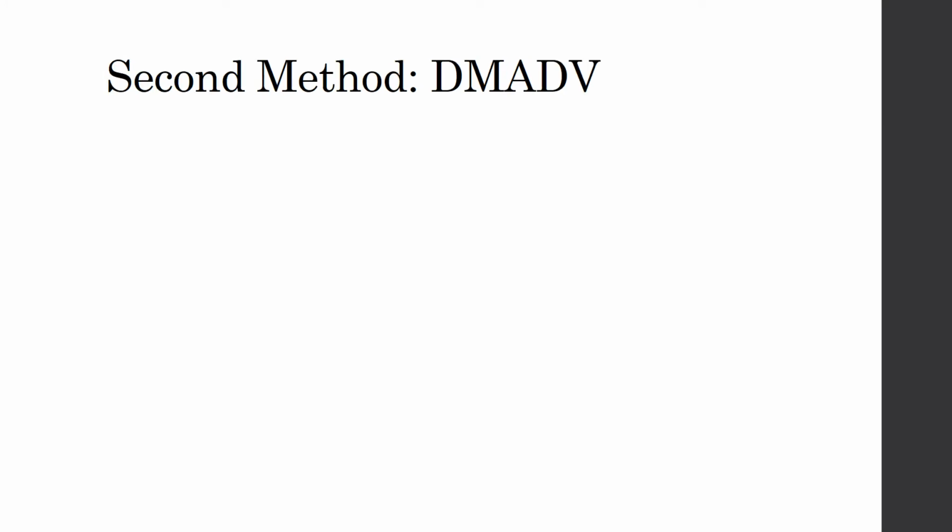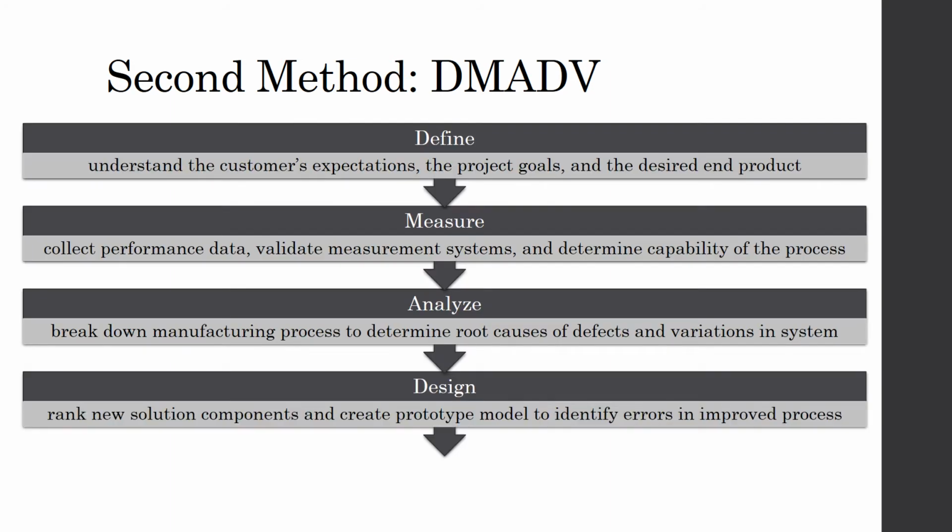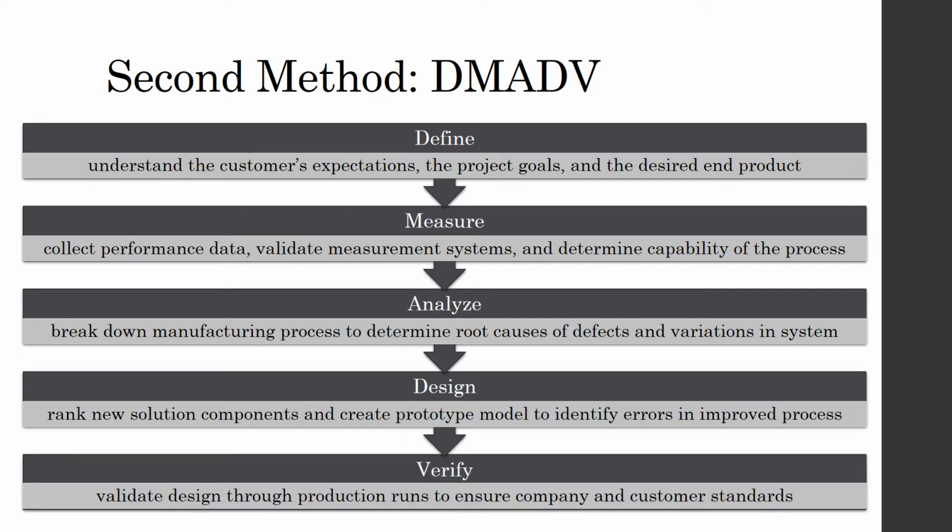The other methodology is called DMADV, which involves the same 3 stages and 2 different last phases, and is involved in the introduction of new processes. The design phase involves ranking the new solution components and creating a prototype model to identify errors in improved processes and making necessary adjustments. The verification phase involves validating the new design through production runs to ensure that the outcome exceeds the company and customer standards.